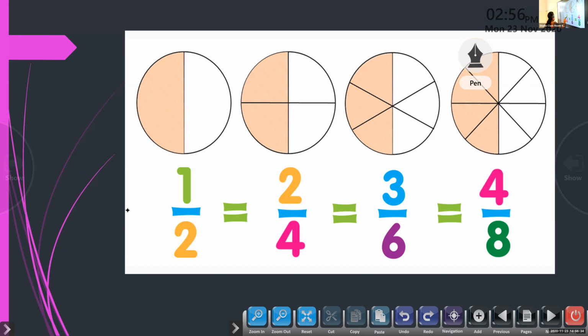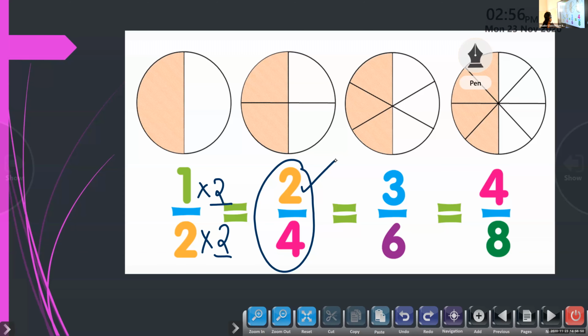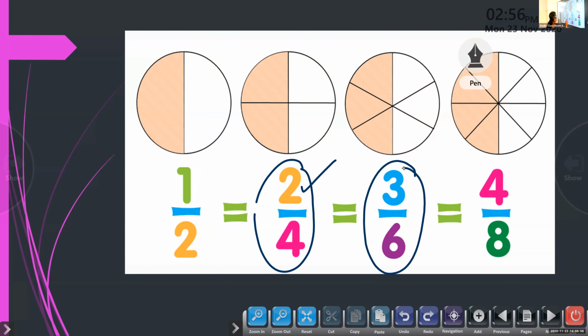Now, 1 into which number will give you 2? 1 times 2 is 2. And 2 into 2 is 4. So 2 by 4. We will multiply the numerator and denominator by the same number, so 2 by 4 is an equivalent fraction. Now Aditi, look at the second one, 3 by 6. How will you get it? Multiply by which number?